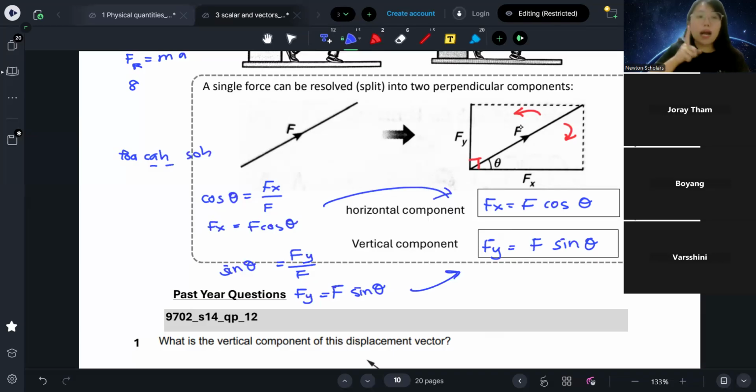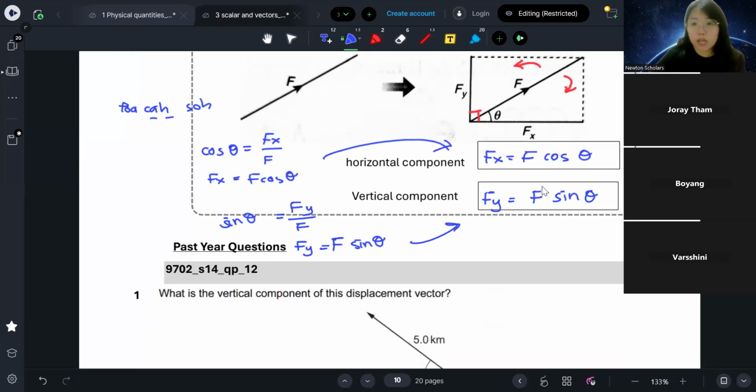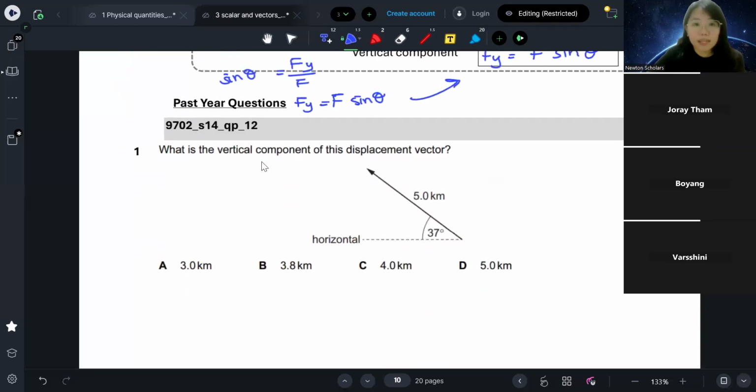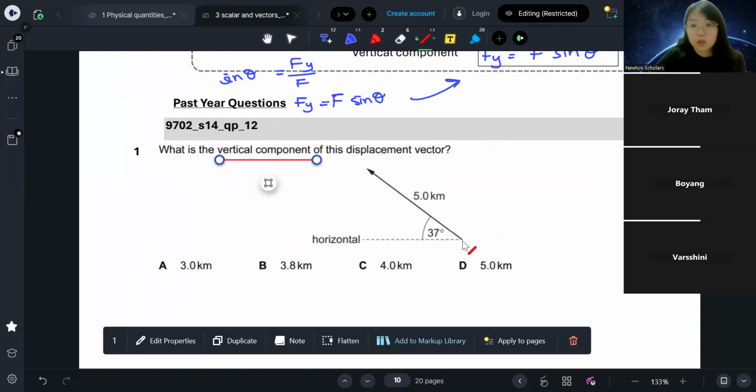Okay, so I want you to remember: if the angle is between the force and the split-up force, angle in between them, we use cos. If the angle is not between them, we use sine. So we try this one. They want the vertical, that means y-axis. So for this one, we can split up into two.